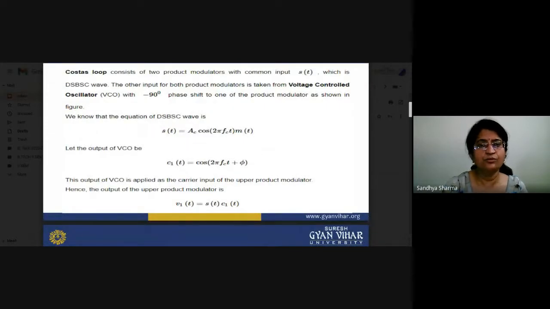Now what about the loop? It consists of two product modulators with common input s(t), which is the DSB-SC wave. So here it will work on basically two product modulators and a VCO. What about the VCO? Voltage controlled oscillator. The other input for both product modulators is the VCO, with a minus 90-degree phase shift to one of the product modulators. So we will provide it separately.